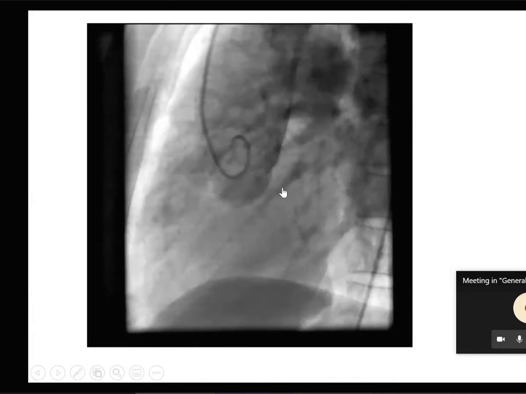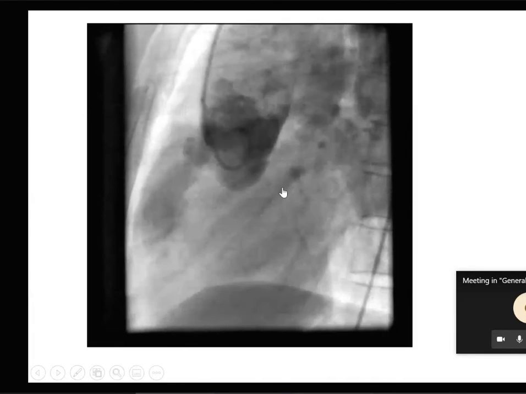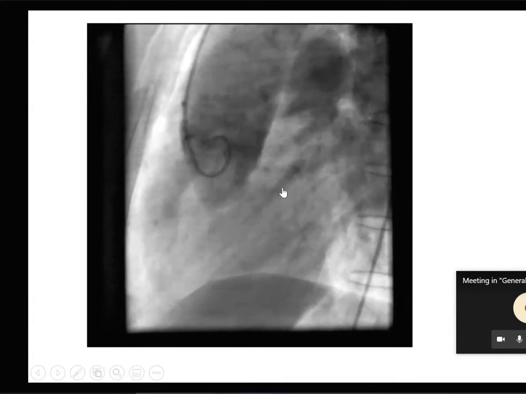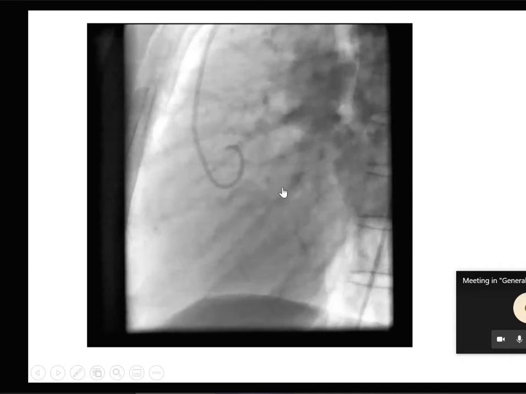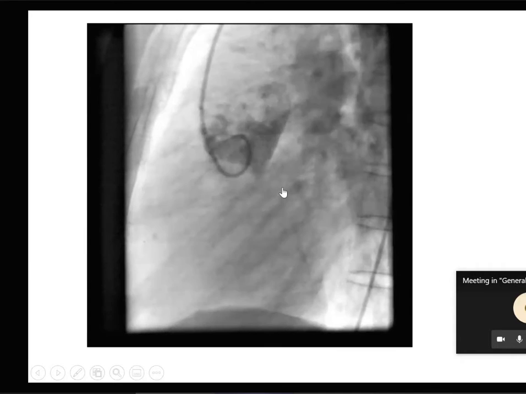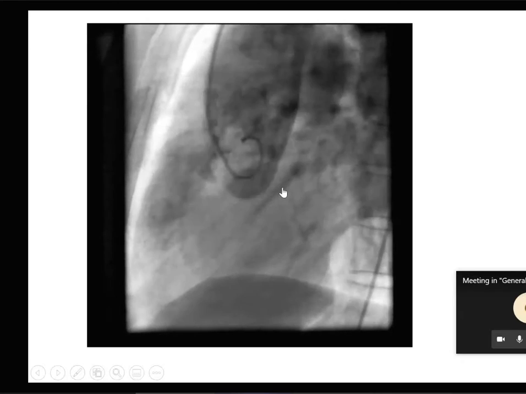Coronary sinus injection. Sorry, aortic sinus injection. Okay. And what can it be? RSOV is ruptured sinus of Valsalva to the RV. Okay. What are the other possibilities?